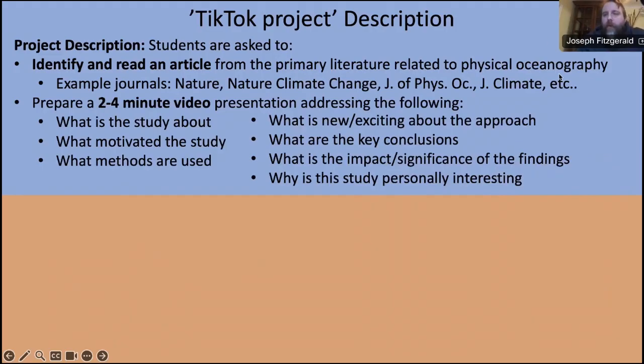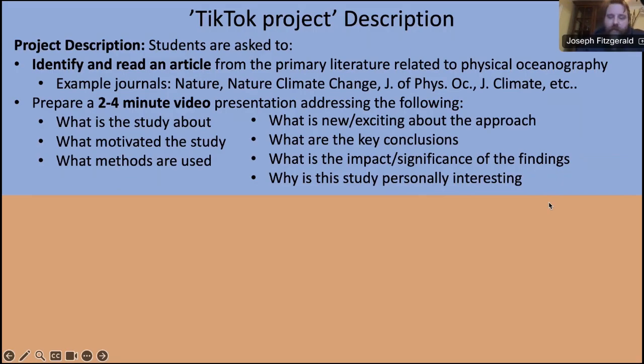Okay, so what is the project? So this is just an overview of the project description that I give to the students. And so what the students are asked to do is essentially much like you would for a term paper, an exercise in exploring the primary literature. So the published journal articles in the technical literature, in journals like Nature, Nature Climate Change. In my course, Journal of Physical Oceanography is very popular, as is the Journal of Climate. And there's lots of other related journals, atmospheric science journals, glaciology journals that are all relevant.